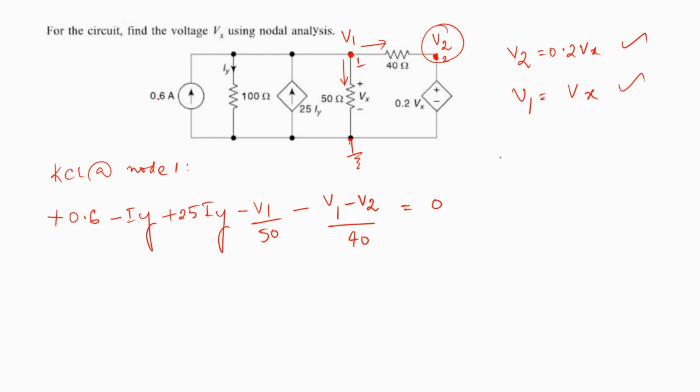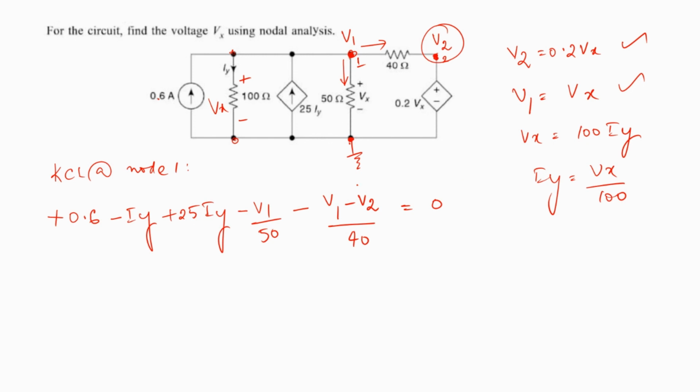The third constraint is, we see that this 100 ohms resistor is connected in parallel to node 1 and the reference node. So all these branches are actually parallel to each other. So therefore, we can say that the voltage drop across this is also Vx, which means that by applying Ohm's law, we can say that Vx is equal to 100 into Iy, or Iy is equal to Vx by 100. So these are the three constraints which we have obtained.